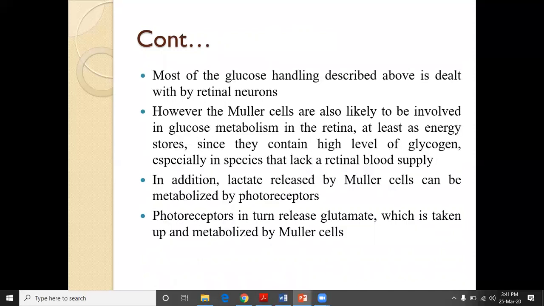Most of the glucose handling described above is dealt with by the retinal neurons. Obviously, a signal has to come, the instruction has to come from the brain.